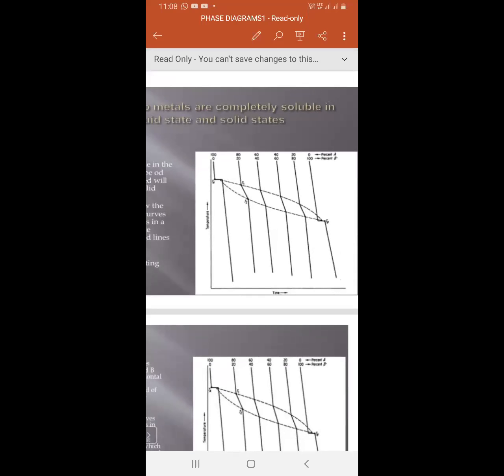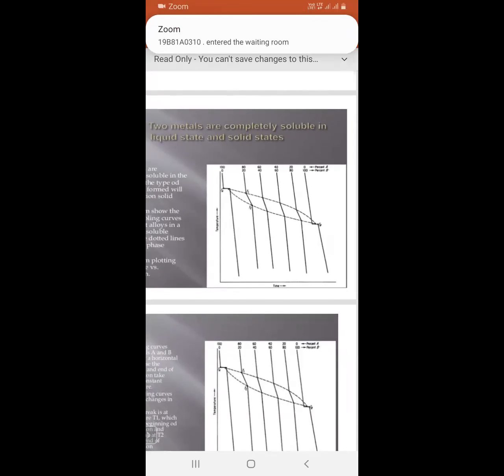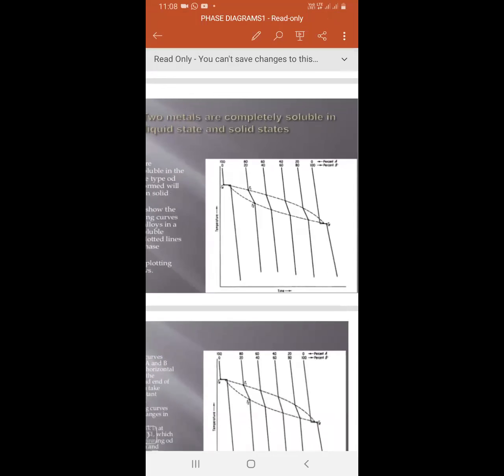Then see all these cooling curves. How can you get them? By heating the two metals up to the melting point temperature. Beyond the melting point temperature, the two metals will be in liquid state. This is the melting point temperature. Then after reaching it, we have to cool, and solidification will be done. The solidification will not happen spontaneously; it will be done just by slowly cooling.